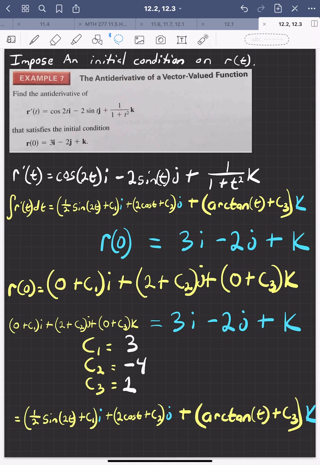The good news is it's a heck of a lot easier when you have a stylus. I can go ahead and erase these. And now this would end up being c sub 1 is 3, c sub 2 is -4, and then plus 1. Beautiful. You now have a position function, right? You actually have a position function to go along with that velocity.